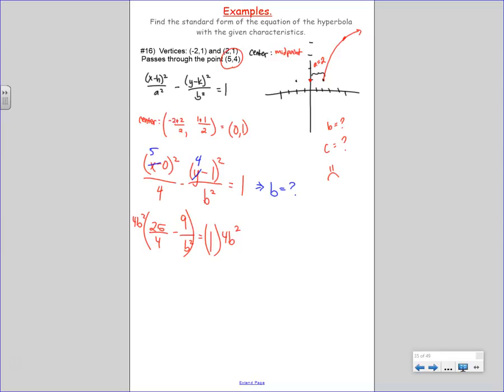Okay. As we distribute, now we get 25b squared. Yeah? Minus, what's next? Good. Equals? Hey, go team. Let's just get the b squareds together, yeah? Double check my math. 21b squared is equal to 36. b is equal to the square root of 36 over 21. Ugh.